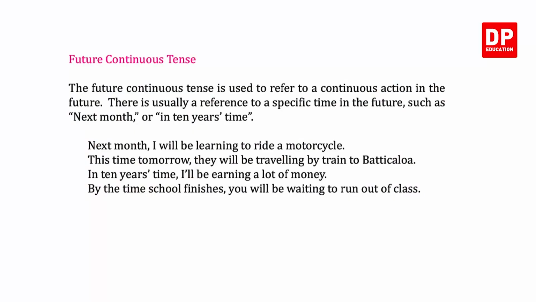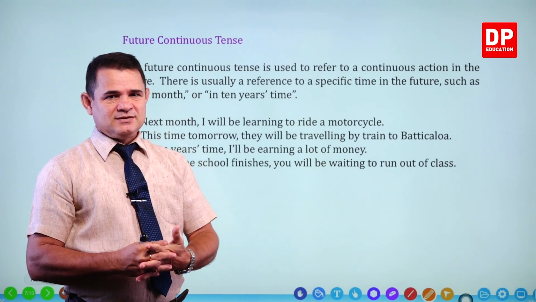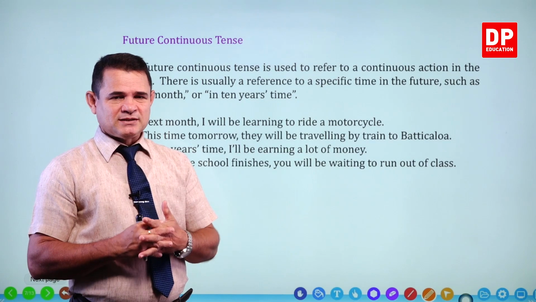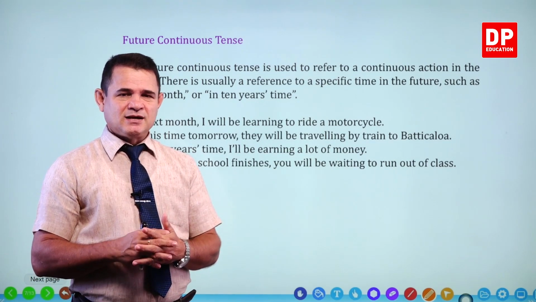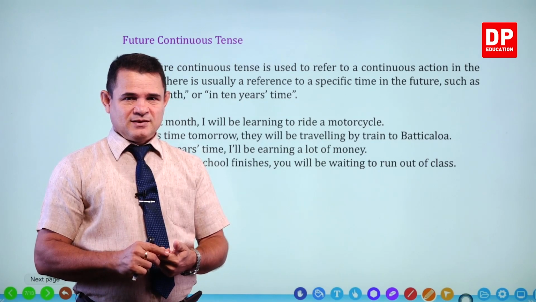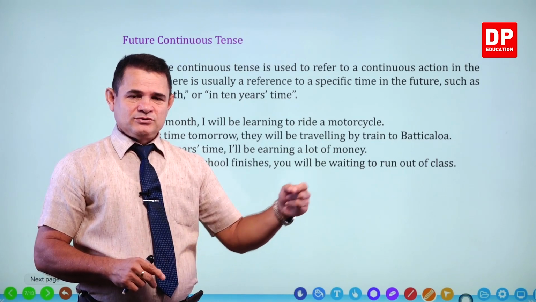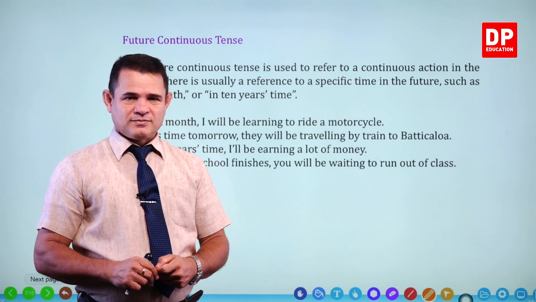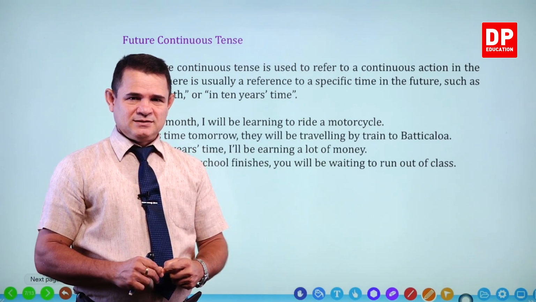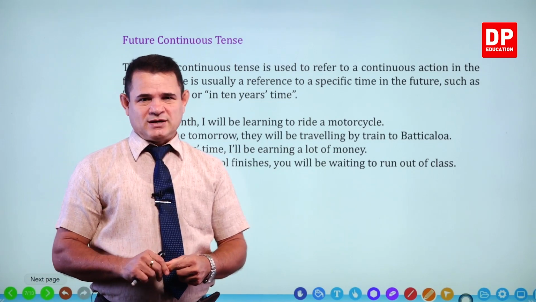Next one, future continuous tense. So far we practiced simple future. We learned two ways of talking about the simple future: one with will, the other with going to. I will go to school tomorrow. I am going to buy a bicycle. Right? Will and going to.